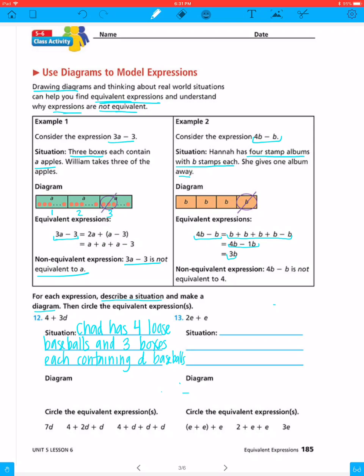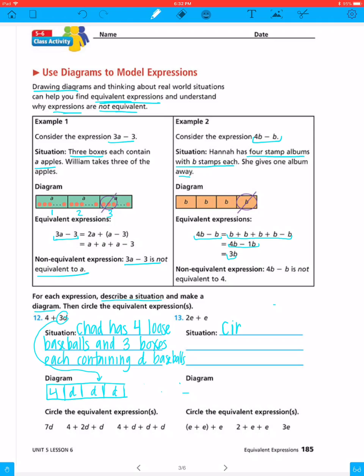So if I were to draw a diagram of that, I would be thinking, okay, I'm going to have a big long line, and I know for sure I'm going to need a 4. Boom, I'm going to label one box with a 4. Why? Because those 4 baseballs are just fluttering everywhere. We do not know where they're at, but they don't have a home like the boxes that he already has. So I have 3 boxes with D number, right? So 3 Ds, and I need one box that has 4. That's my individual box. Try number 13 on your own.